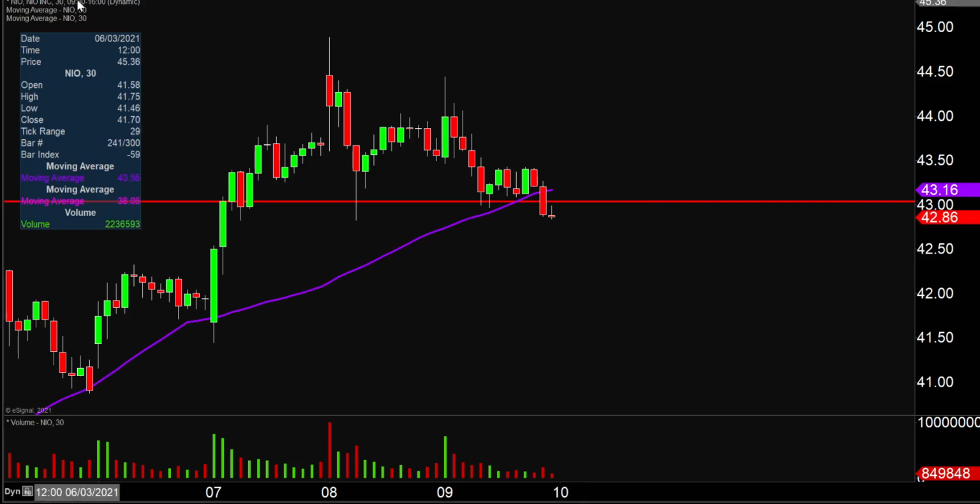And then not super far off, but I would say that another area of resistance that was established after today would be right up there around 43.45. So 43 and then 43.45, two near-term areas of resistance.